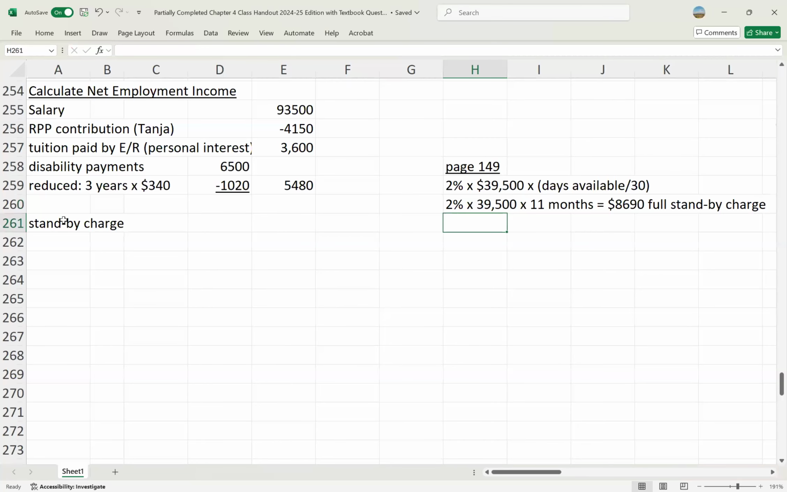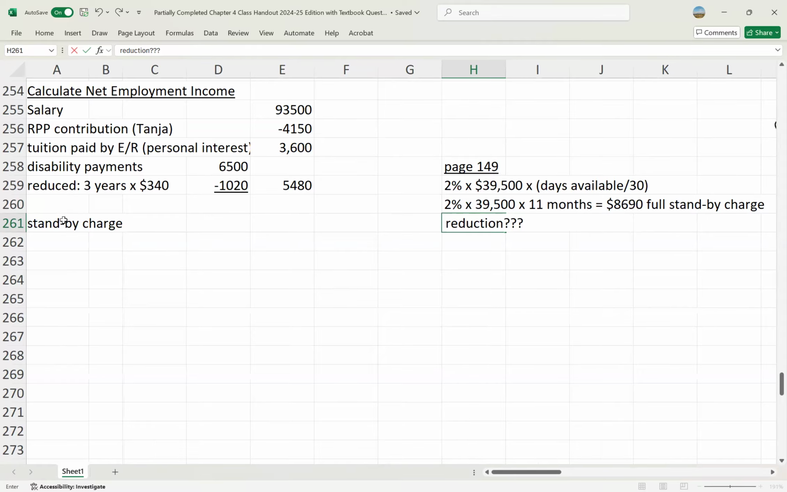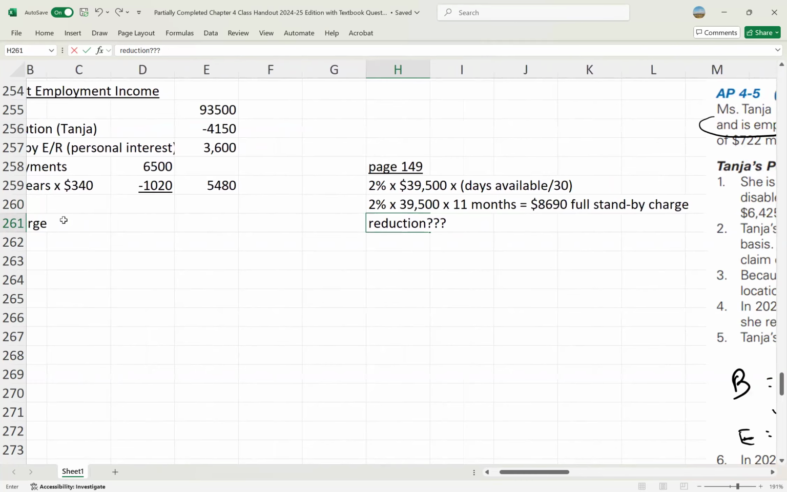And then we also said that a reduction might be available if it was used more than 50% of the time for employment use. And so we're given the number of kilometers that was driven for employment use, 34,000, divided by total 41,000. And so that's going to be about 83% for employment use. So we know that she will qualify for the reduction.